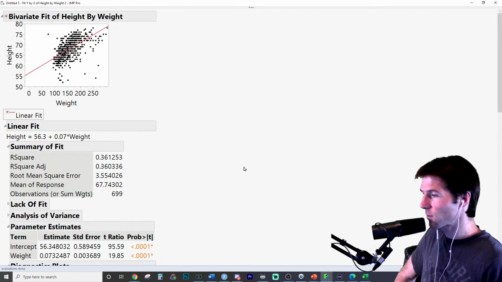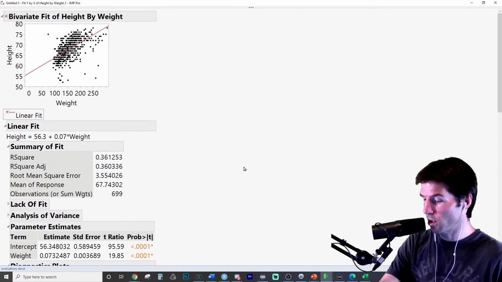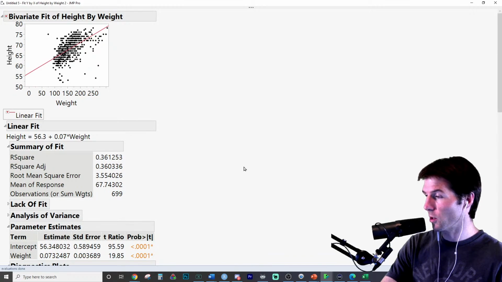Take a moment and see if you can interpret this R squared. We'll put a little chill music on right here. Could you interpret this R squared properly?